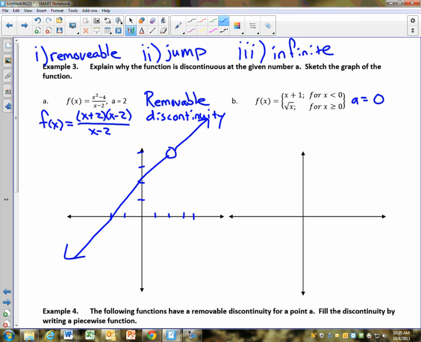Right? You plug in 2, it's undefined. So removable discontinuity, but it fails number 1 of the requirements. Yes, you have to memorize requirements for your test. If I don't put some of that stuff on there, it'll be way too easy. So, yep.